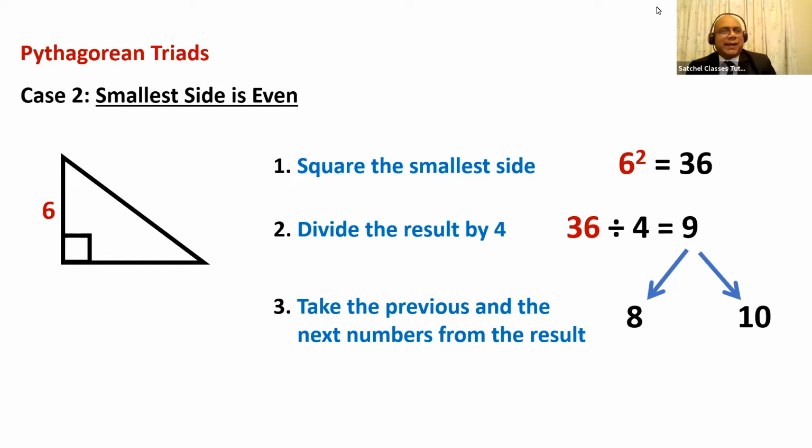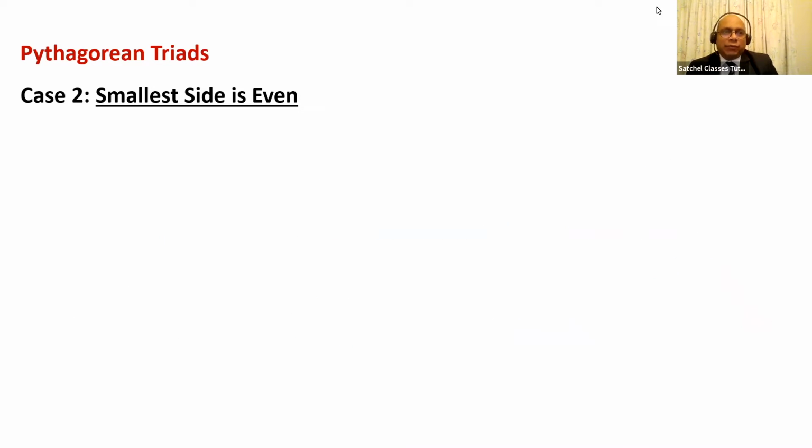So 6, 8, and 10 will form a triad. If you don't believe me, 6 squared is 36, 8 squared is 64, and 36 plus 64 is 100, which is 10 squared. So look, it satisfies that. 6 squared plus 8 squared is 10 squared. Let's take one more example.